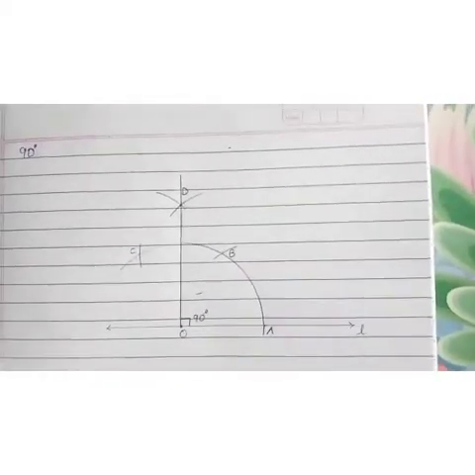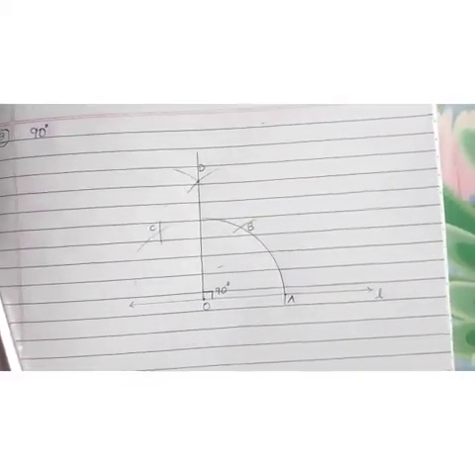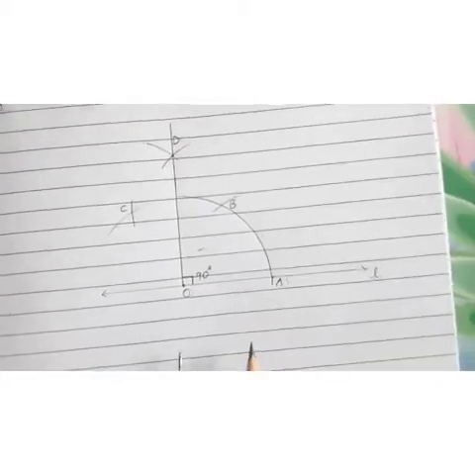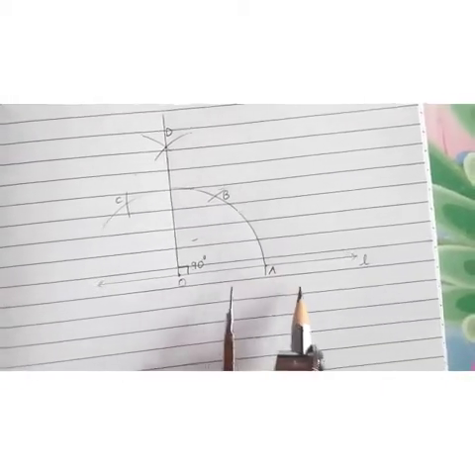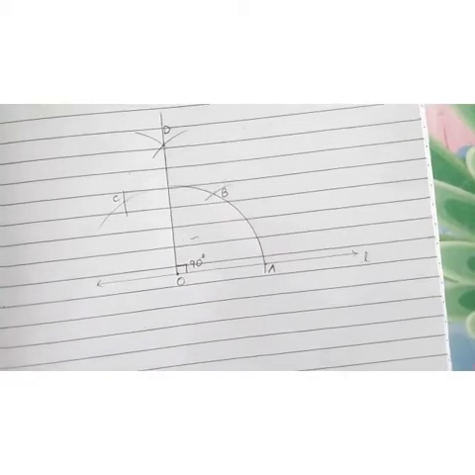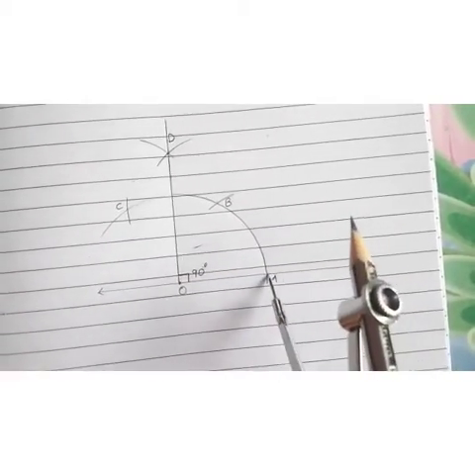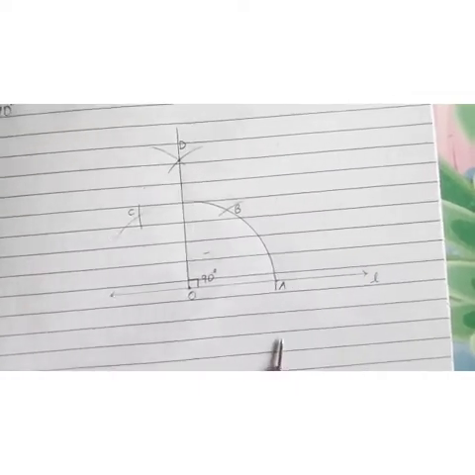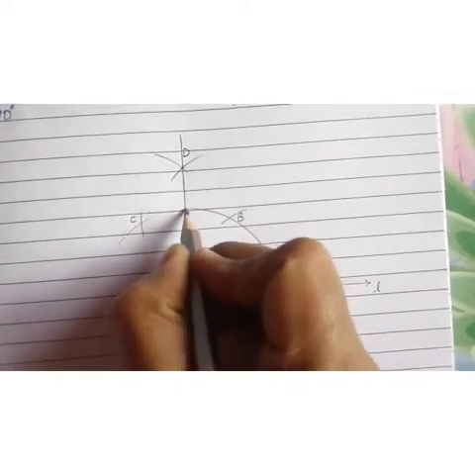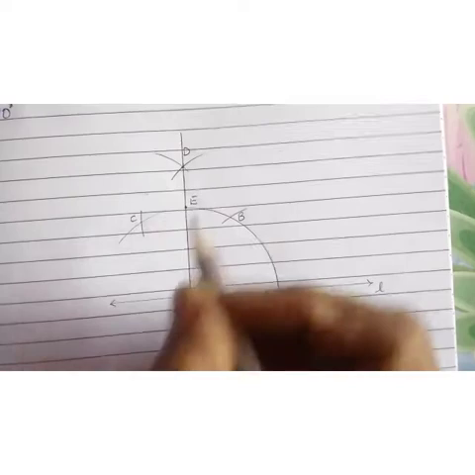The next step is you have to construct the bisector. For the bisector, with O as center and a convenient radius, draw an arc. As the arc is already drawn here, what we will do? As you know, this is meeting here also. So mark this point as E.